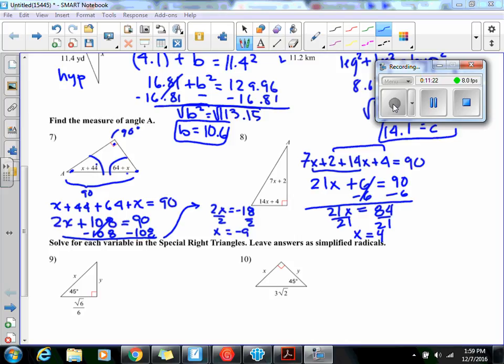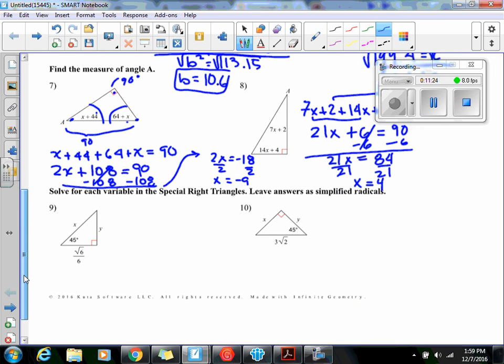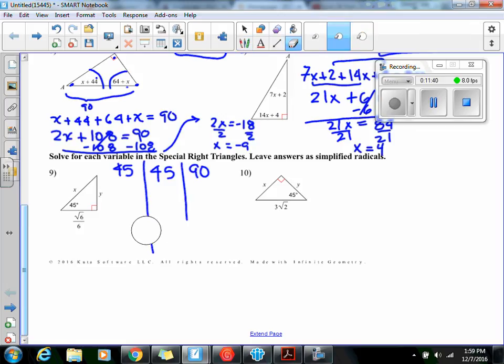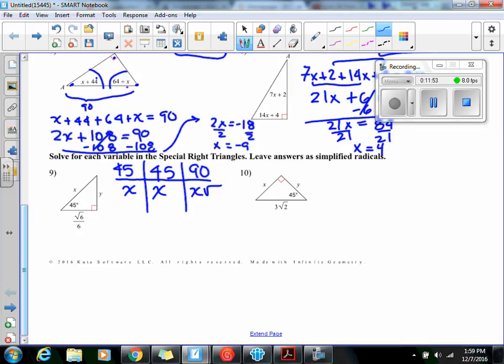Number 9, solve for each variable in the special right triangle. Your favorite thing to do, special right triangles. So here's the little method we use. We did 45, 45, 90. Then we know that the legs are both x, 2 congruent angles, 2 congruent sides. And then this is x square root of 2.